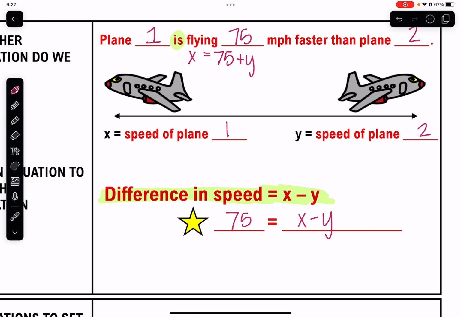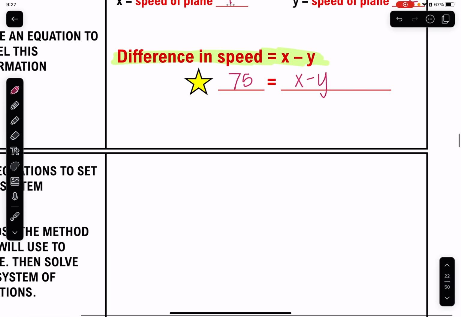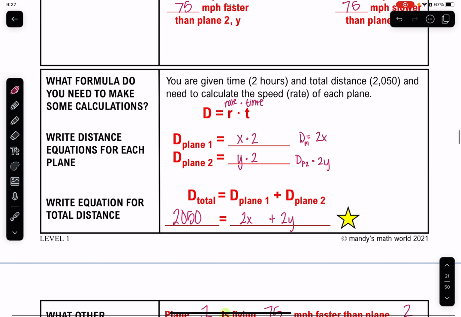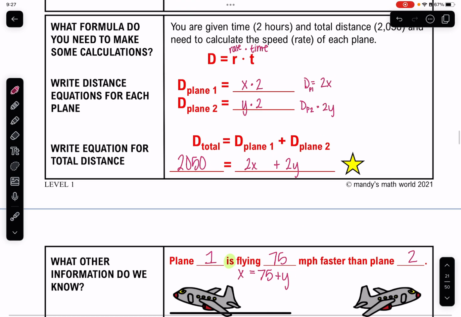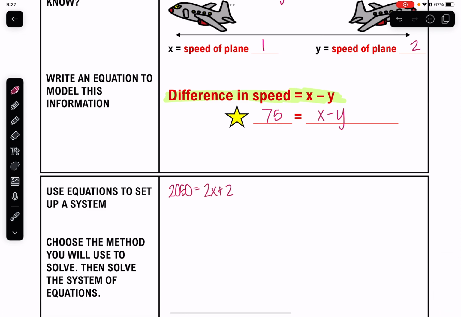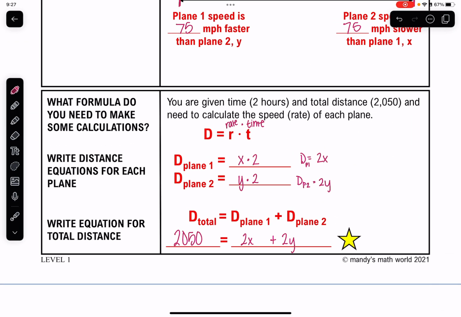So now I can go ahead and solve. At this point, I have two equations, and there are stars next to both of those equations. The first one, we have 2,050 equals 2x plus 2y. That was my distance equation.